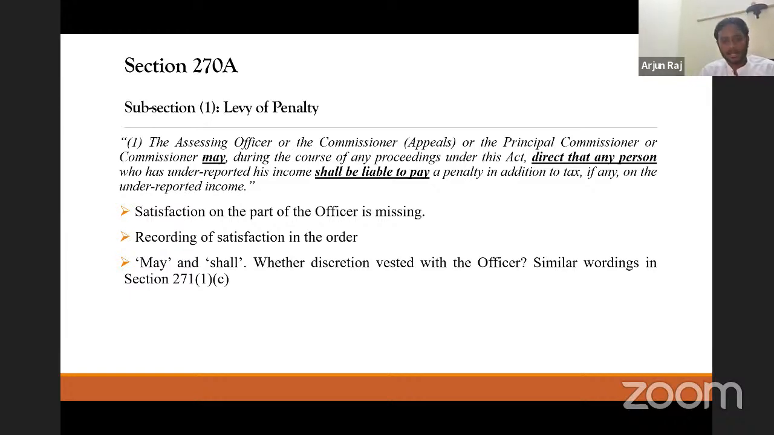But one departure in this context from 271(1)(c) is that there, in 271(1)(c), there was a precondition of satisfaction on the part of the AO or the CIT(Appeals) initiating penalty. If he is satisfied that it is a fit case for penalty, he can initiate. Now, the recording of satisfaction is being removed consciously from this subsection. So, it is only the word 'may' which will be under scrutiny to decide whether there is a discretion or not. There need not be any satisfaction on the part of the AO, but again the word 'may', how it has to be interpreted, will decide whether the provisions of 270A are discretionary or mandatory.